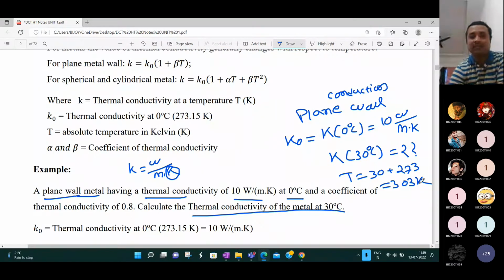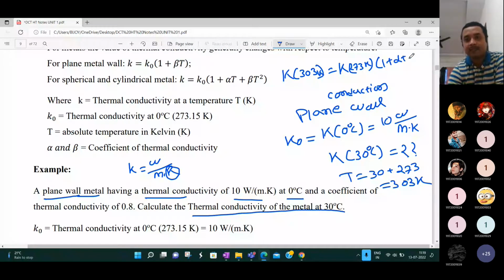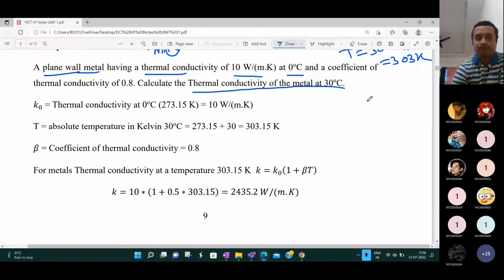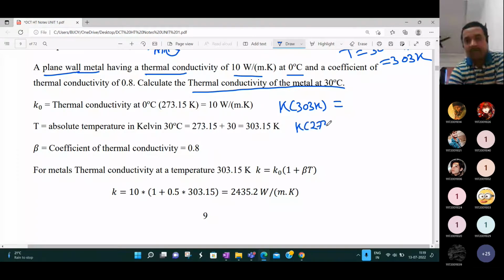So what is the formula? We know K at 30 degree centigrade, or 303 Kelvin, is equal to K at 0 degree centigrade, or 273 Kelvin, into 1 plus alpha T plus beta T square. Let me write here. So K at 303 Kelvin is equal to K at 0 degree centigrade into 1 plus alpha T plus beta T square. This is the formula.